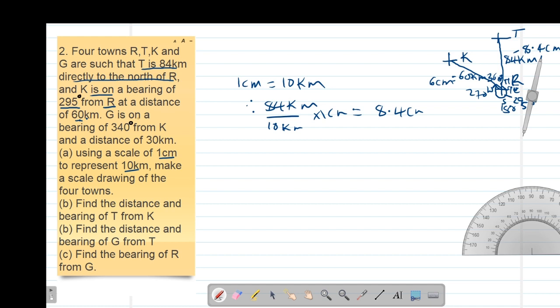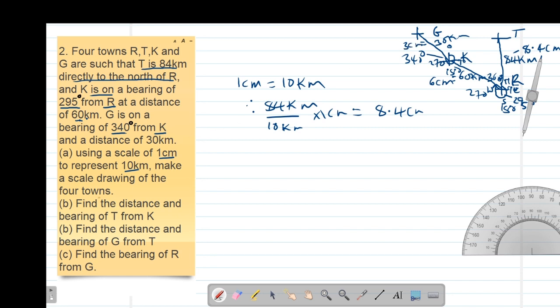Then we are also told that G is on a bearing of 340 degrees from K. So if this is K, of course this is 0, this is 90, this is 180, this is 270. So 340 will be somewhere here. So the angle will be somewhere here. So this is what we are calling 340 degrees. So this one should take us to the point G. So G is 340 degrees from K, a distance of 30 kilometers. If we convert on our scale, it will be 30 over 10, which will be 3 centimeters.